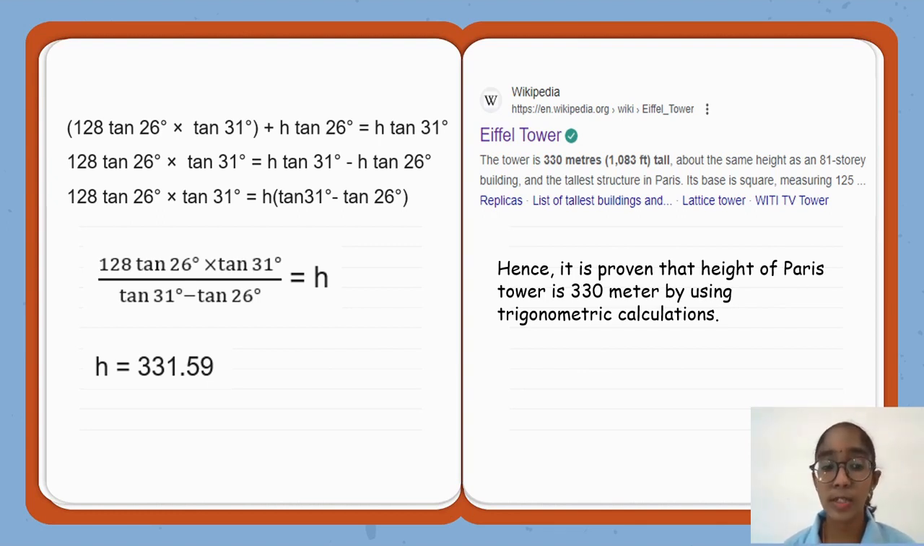Calculated by using tangent, it is 331.59 meters, which is close to the original height of the Eiffel Tower. So that proves tangent can be used to calculate the height of buildings.